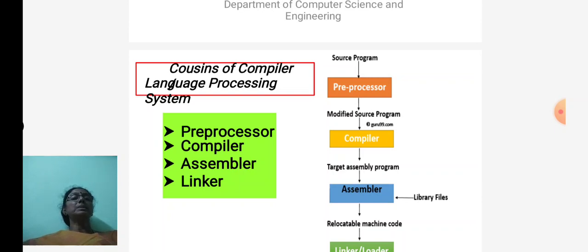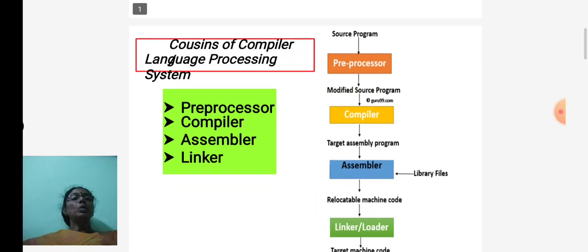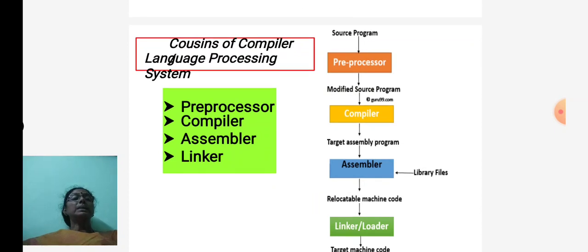In the language processing system, for the conversion of high level language into machine level language, in between we require a number of translators. So what is a translator? A translator translates one language into another language. During compilation we have translators like preprocessor, compiler, assembler, loader and linker. These are all the translators we require to convert our high level language into machine understandable language.